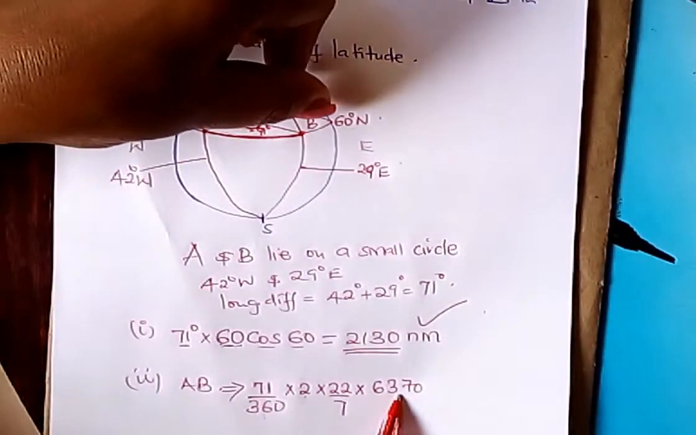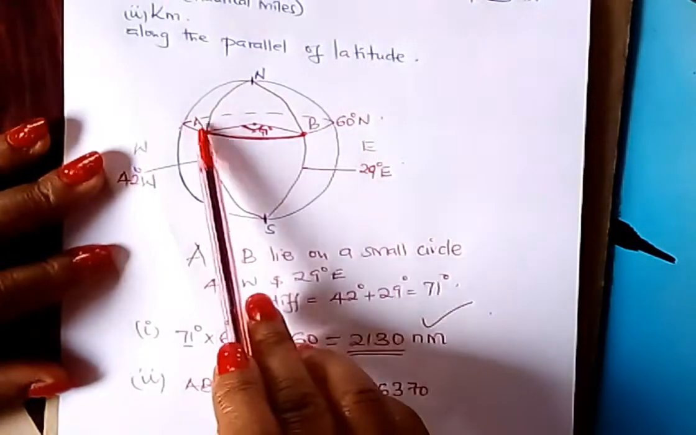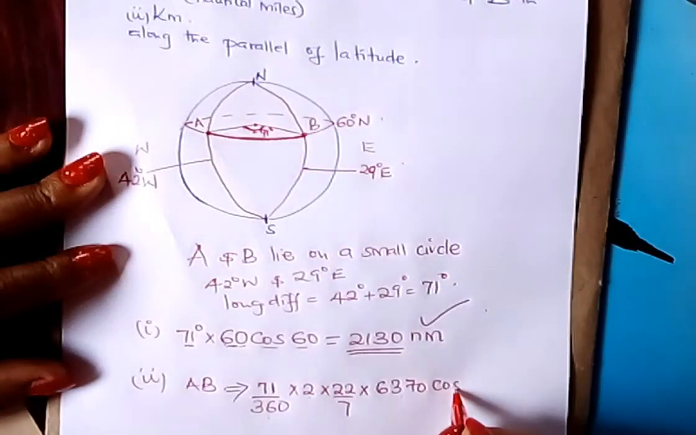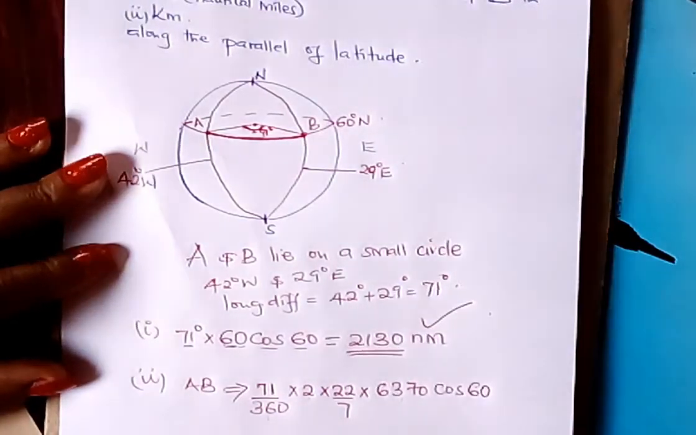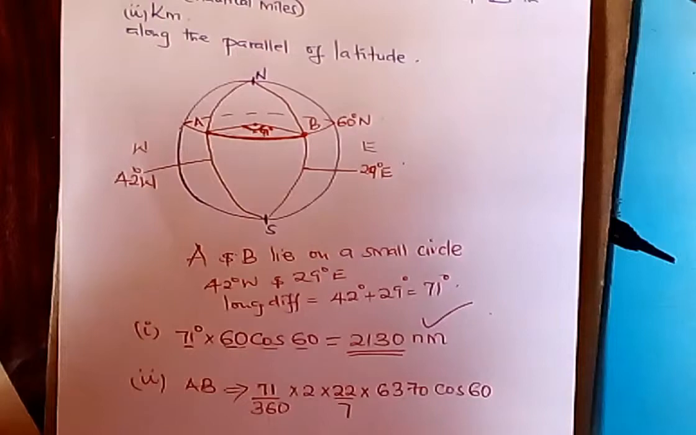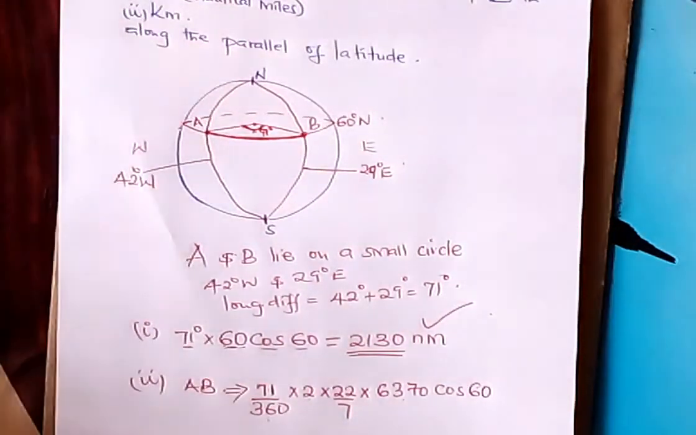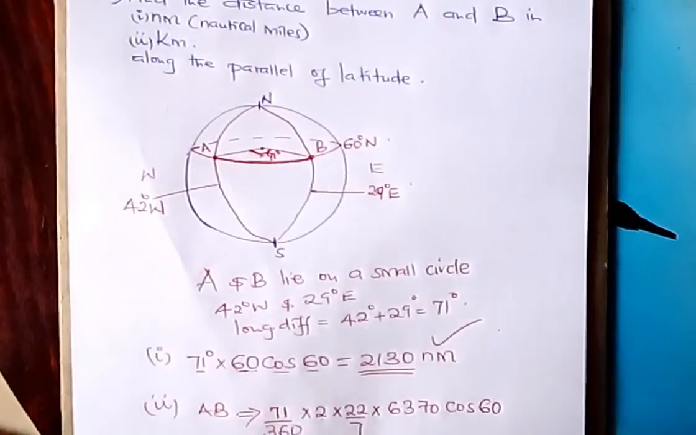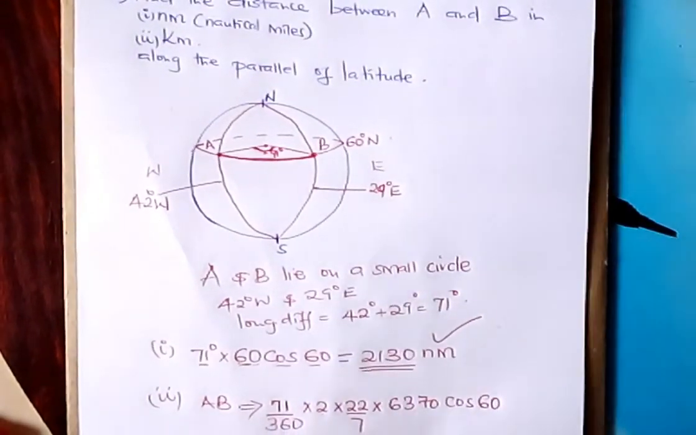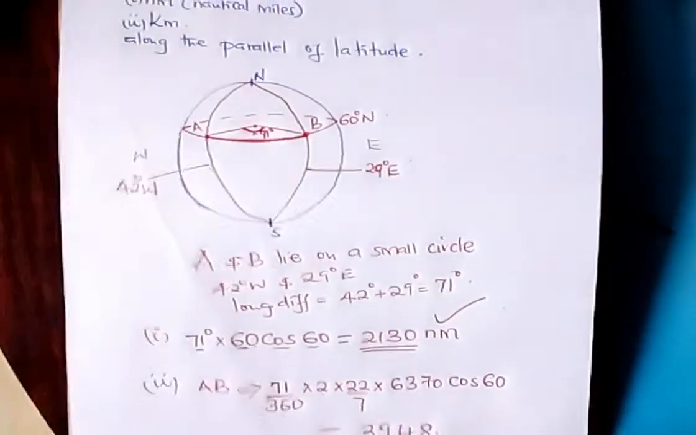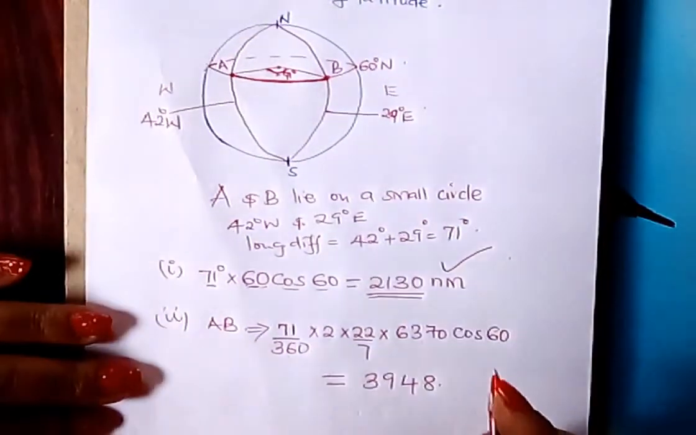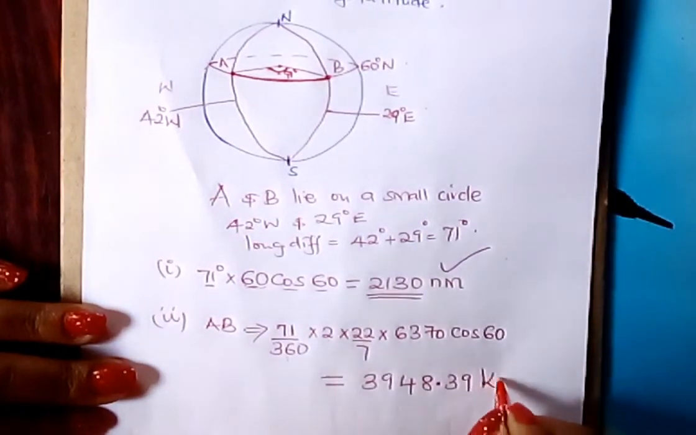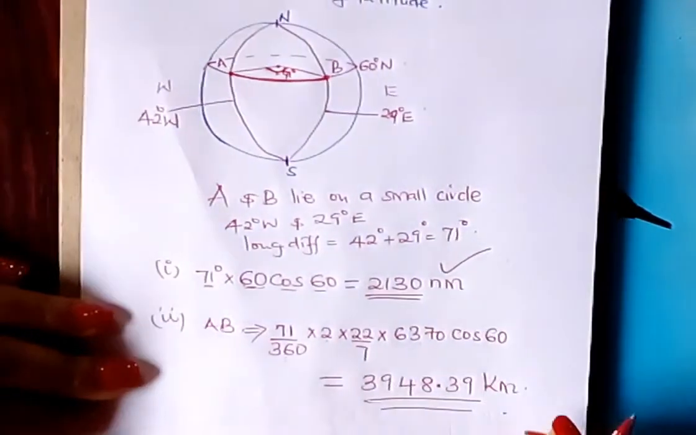So the angle at the center over 360 times 2 pi r. Now that they are on a small circle, remember we normally say times cos of the latitude angle. So Lana, we work that out using a calculator, and therefore you should get 3,948.39 kilometers to 2 decimal places.